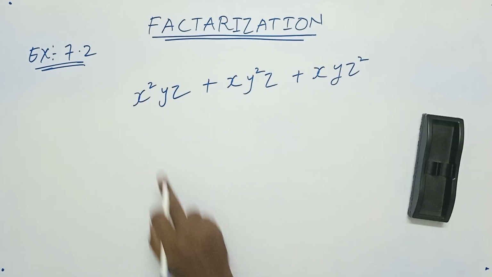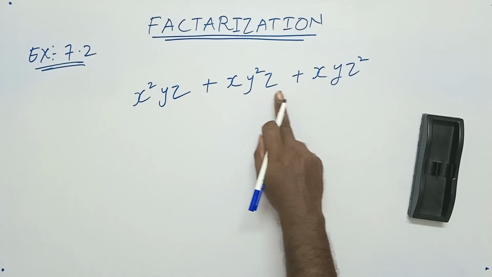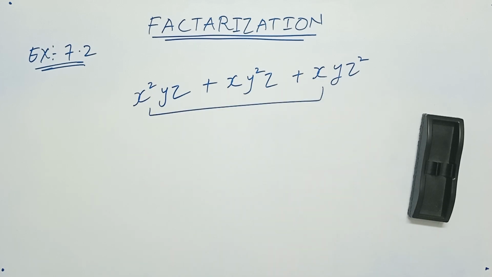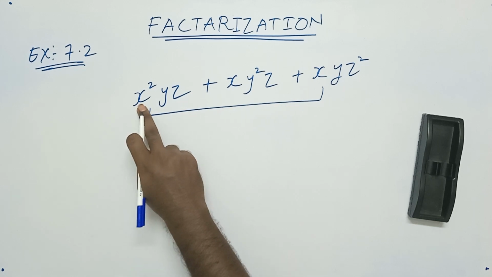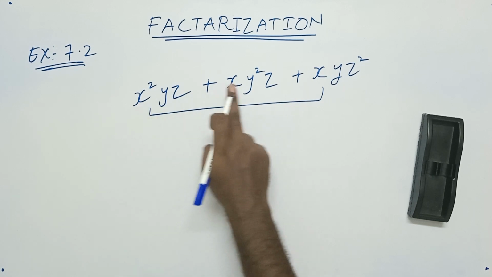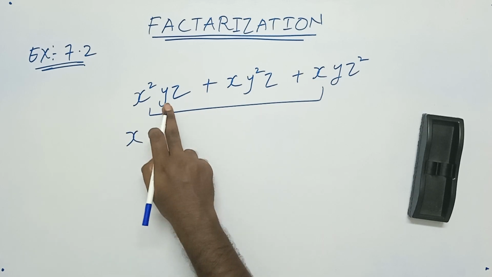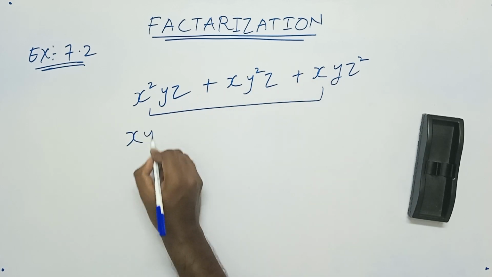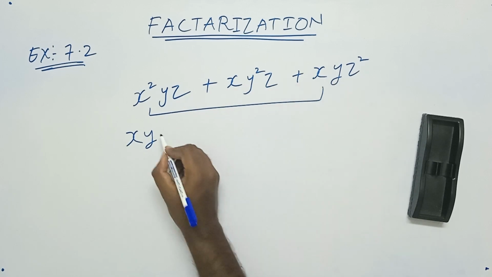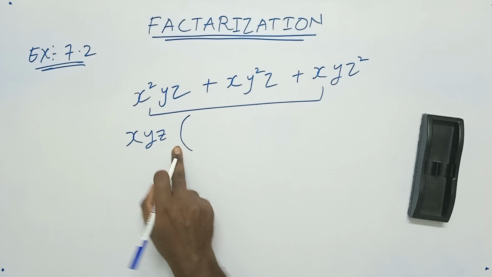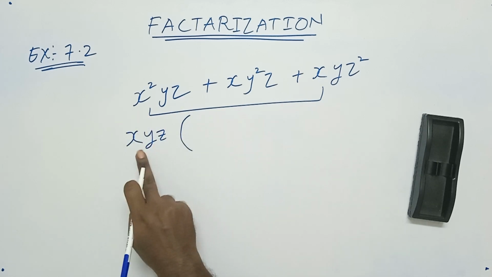So our next problem is x square yz plus xy square z plus xyz square. Here we need to find the factors of this expression. First, x square, x: what is their HCF? X is the HCF. Next y square, y: y is the HCF. Z square, z: z is the HCF. Now the common factor is taken. Now we are going to divide the whole expression by xyz.